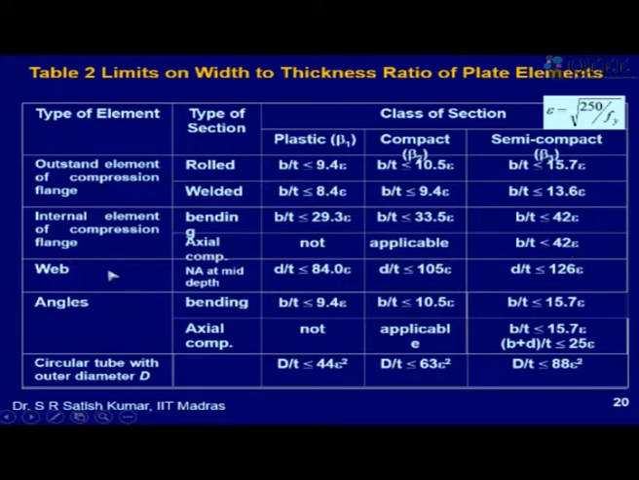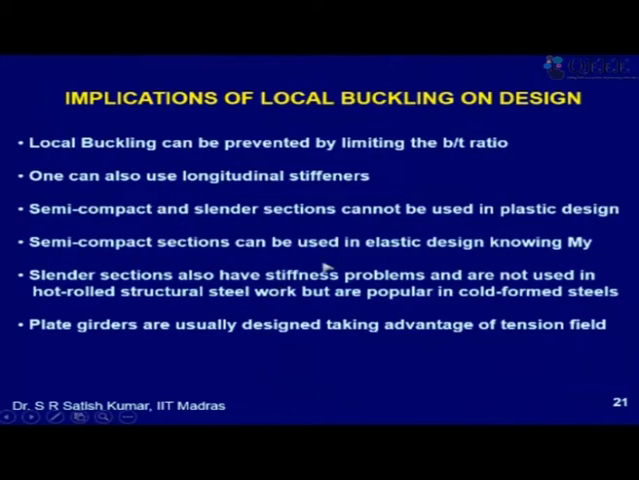Okay. So there are other elements also, like angles for bending, we have some limits and so on. And circular tubes, there is a limit on the diameter to thickness ratio and so on. So this is just a sample of the table given in the code.